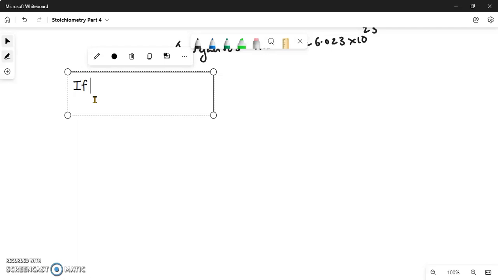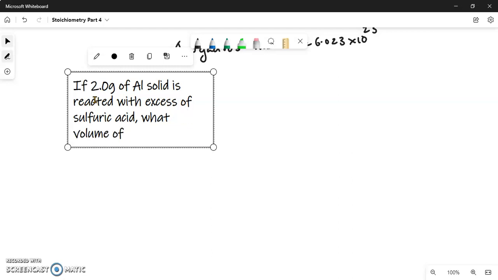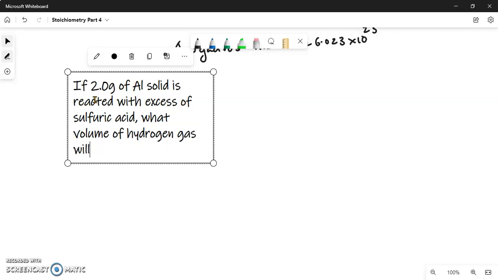That is the question. So if 2 grams of aluminium solid is reacted with excess of sulfuric acid, what volume of hydrogen gas will be produced at STP?